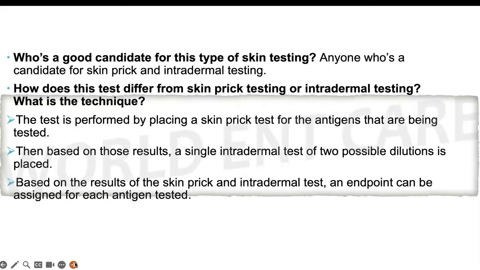The test is performed by placing a skin prick test for the antigens being tested. Based on those results, a single intradermal test of two possible dilutions is placed, and based on the results of the skin prick and intradermal tests, the endpoint can be assigned for each antigen tested.